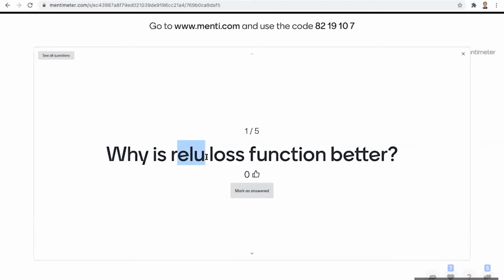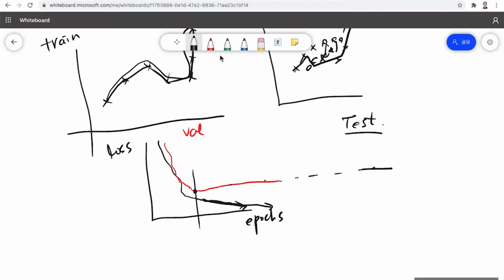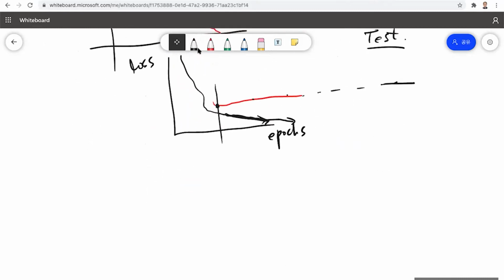ReLU is not a loss function. ReLU is an activation function. Why is ReLU better? I don't want to say that ReLU is better. I just wanted to say that lots of people these days use ReLU. That's one way to say something.